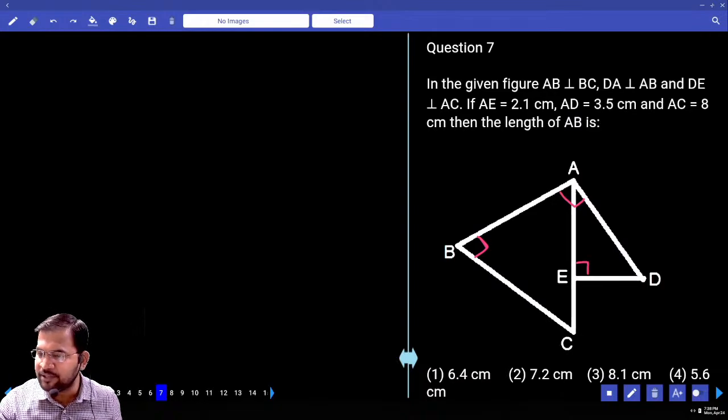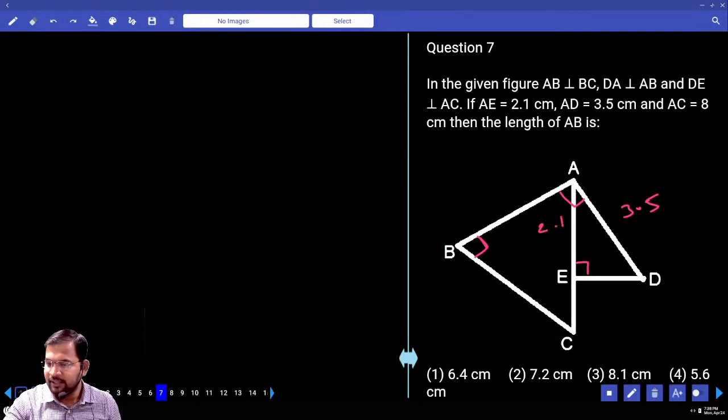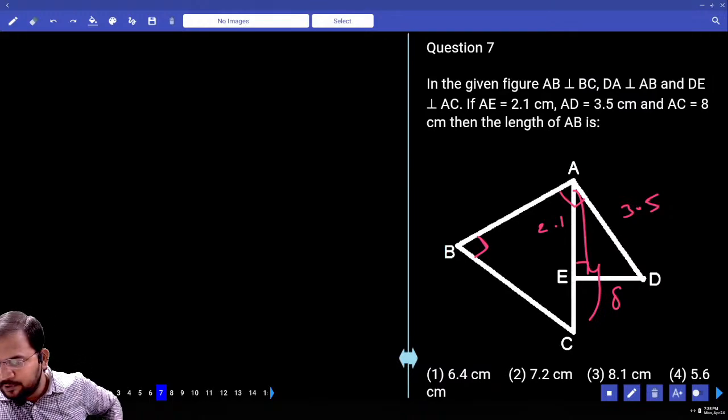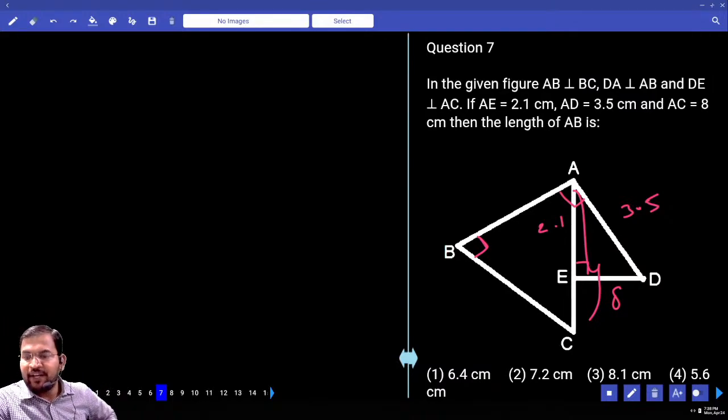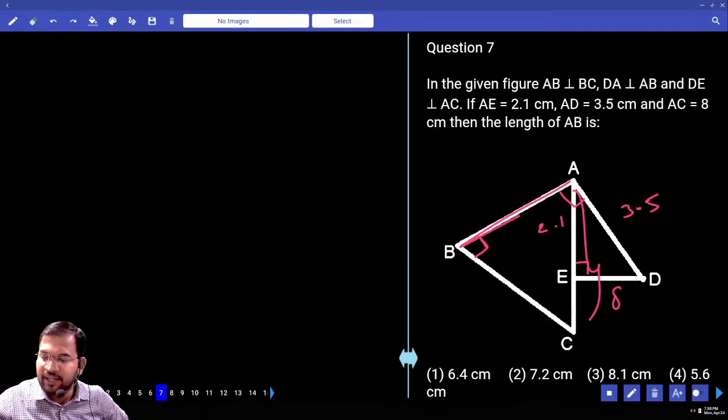Now, just observe carefully here. AD is equal to how much? 3.5. AE is equal to how much? AC is equal to 8. Now, any other value? No. See here. We need AB.